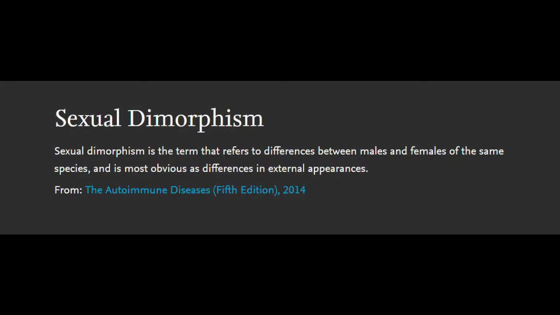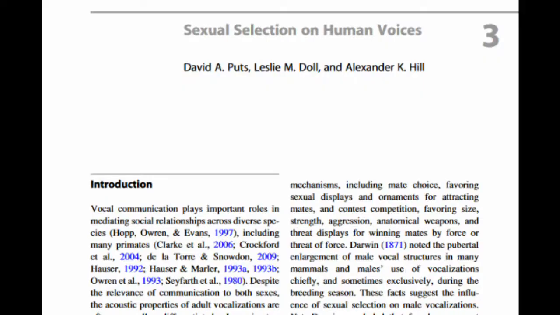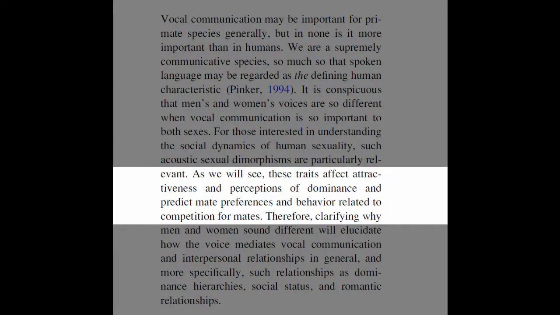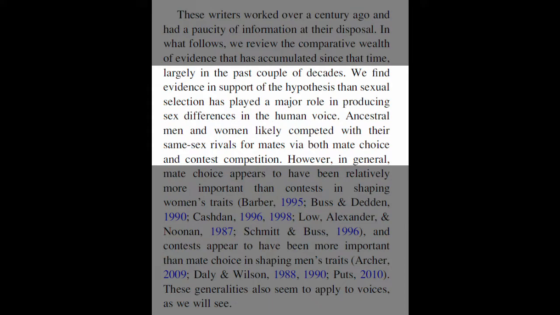A sexual dimorphism is a difference in characteristics between a species' sexes which goes beyond the difference in sexual organs. One example is the drastic differences in voice characteristics between male and female humans. When it comes to this difference, in the article Sexual Selection on Human Voices, David Puts, Leslie Dahl, and Alexander Hill observe that these traits affect attractiveness and perceptions of dominance and predict mate preferences and behaviour related to competition for mates. They argue that voice plays a role in sexual selection for both males and females.